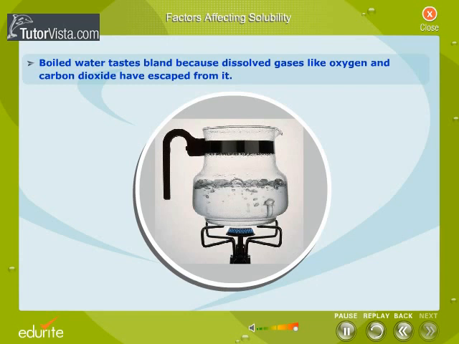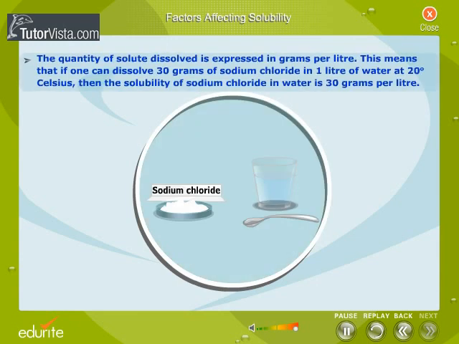Boiled water tastes bland because dissolved gases like oxygen and carbon dioxide have escaped from it. The quantity of solute dissolved is expressed in grams per liter. This means that if one can dissolve 30 grams of sodium chloride in 1 liter of water at 20 degrees Celsius, then the solubility of sodium chloride in water is 30 grams per liter.